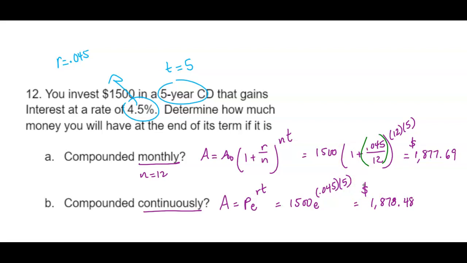Now, if you compare the two, obviously there's not that huge of an advantage between taking this investment at the same interest rate and compounding monthly versus continuously. Continuously gets you about an extra $1, which I guess is better than nothing, but there's not a huge difference. Just remember the formulas for each setup and the keywords that tell you which formula to use.